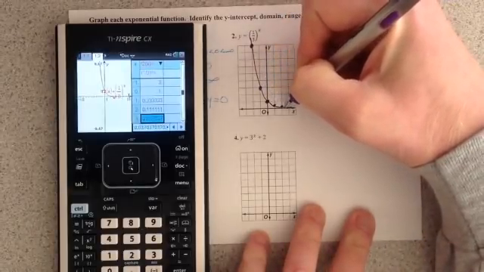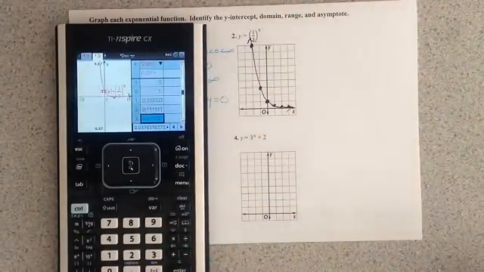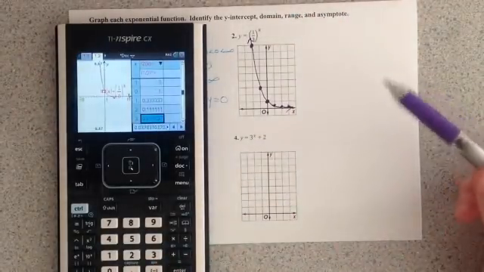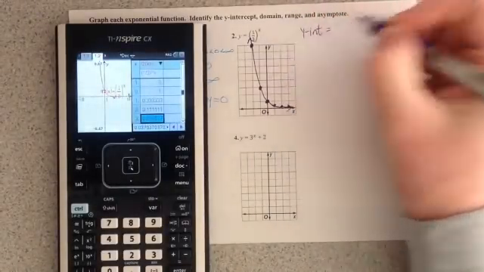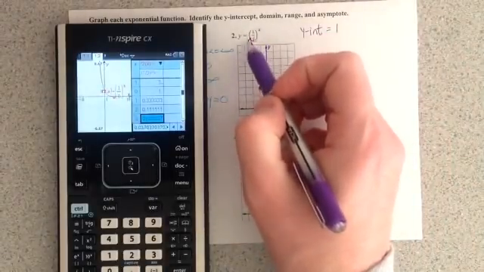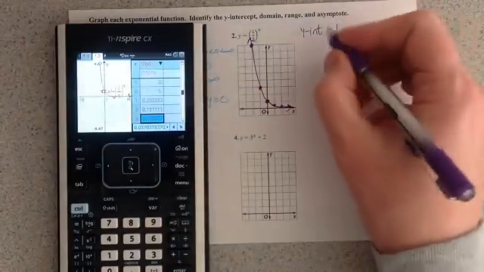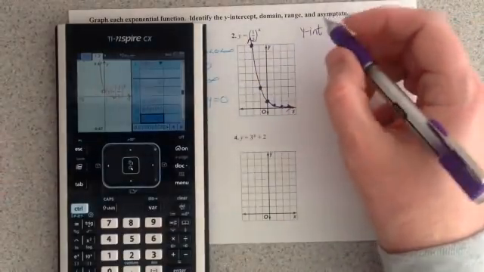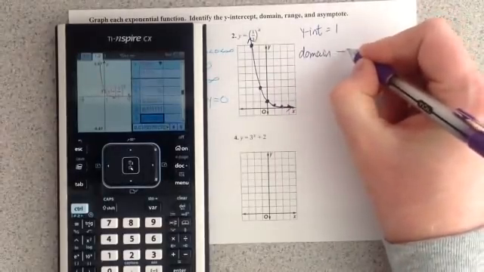Trying to get all of those points in. I missed a little bit. Put an arrow, put an arrow. Okay, now let's identify all our key features. What's the y-intercept? Exactly, it's 1. Because there's no number in front of the number that has an exponent of x, so we know that's 1. The y-intercept is 1, and then the domain, you're right, it's all real numbers.